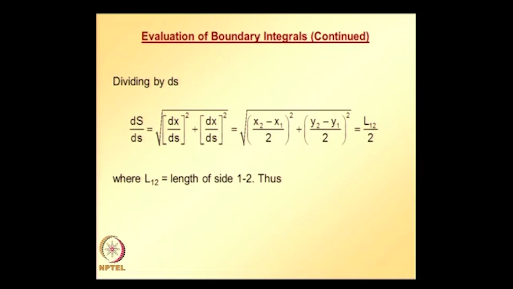So, L over 2, L12 over 2, that is what J is for side 1 2. This L12, the length of side 1 2, can easily be obtained from the coordinates of the nodes, and so the relation is this one: d capital S over d small s is equal to L12 over 2, and which can be rearranged in this manner.